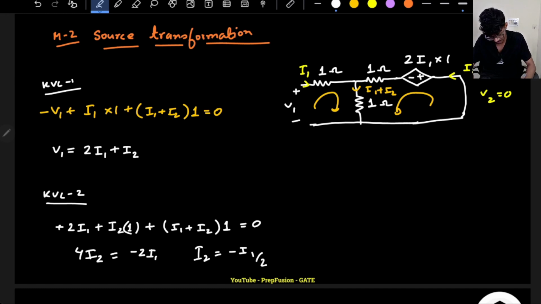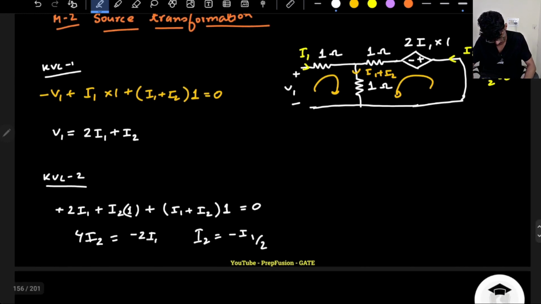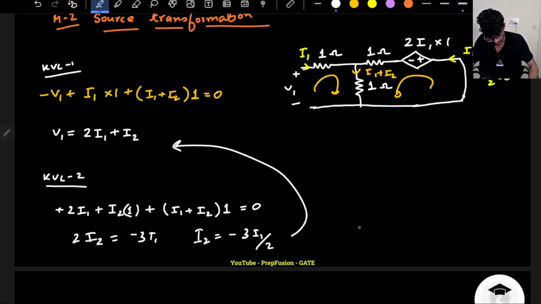So from here I can directly replace my I2 and I1. Am I doing anything wrong? Sorry, this will not be 2, right? This will be 3 because I have an I1 here as well. So this will be 3 by 2 I1. So I will replace it over here. If I replace here, basically what I will get is V1 will be equals to 2I1 minus 3 by 2 I1. So V1 will be equals to, this will be 4, that is I1.